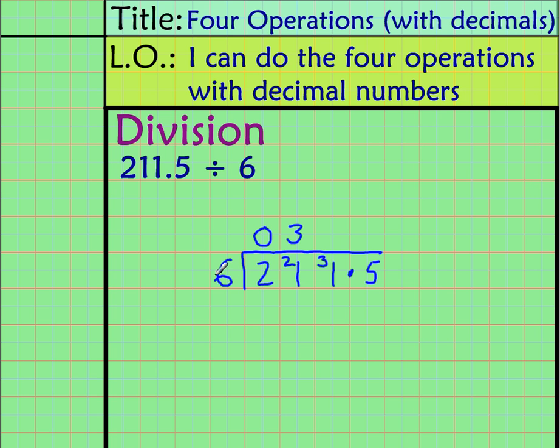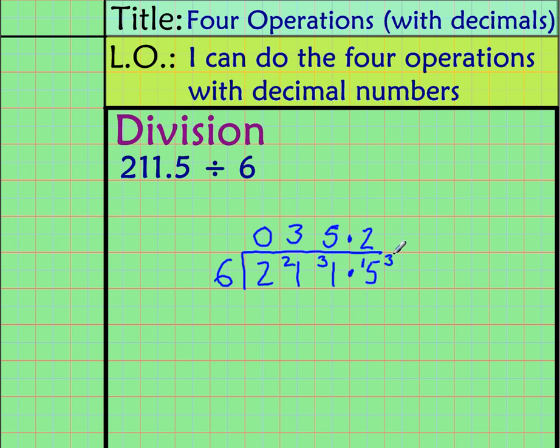Okay. How many 6s in 31? Well, the answer is 5. 6 times 5 is 30. But how much have I got left over? I've got 1 left over because 6 times 5 is only 30, but I wanted 31. So I've got 1 left over. Decimal point stays where it is. How many 6s in 15? The answer is 2. 6 times 2 is 12. But how much does that leave me over? 3.